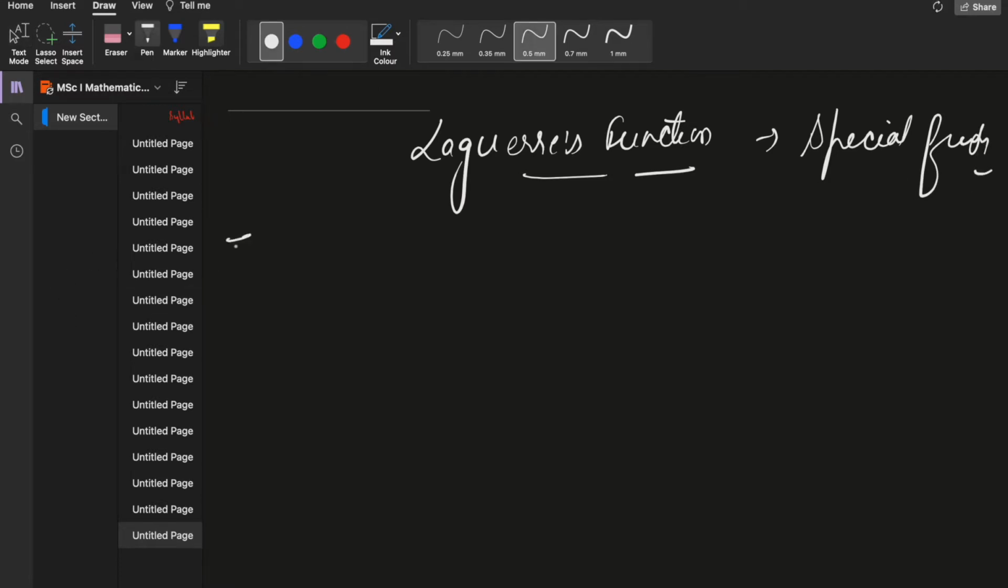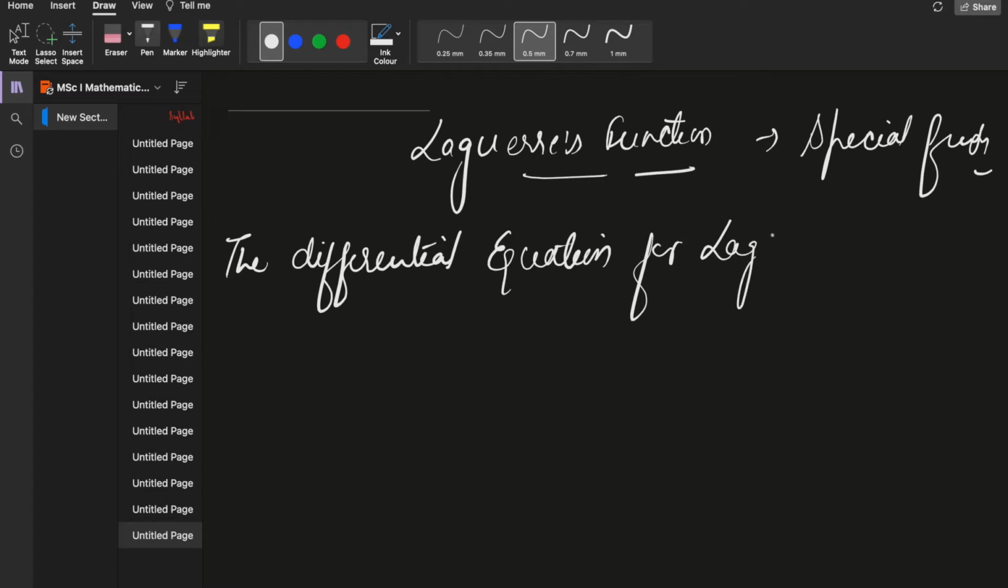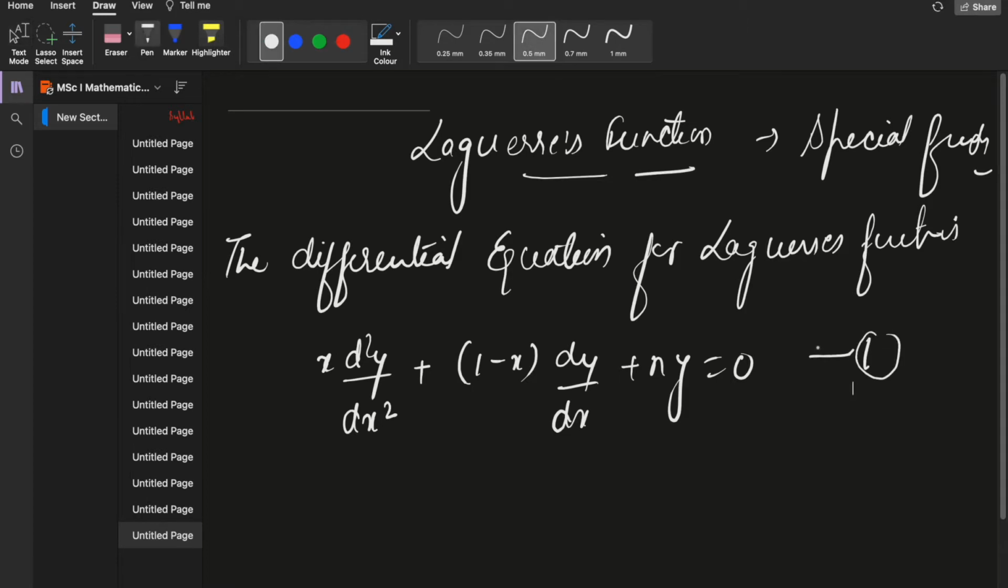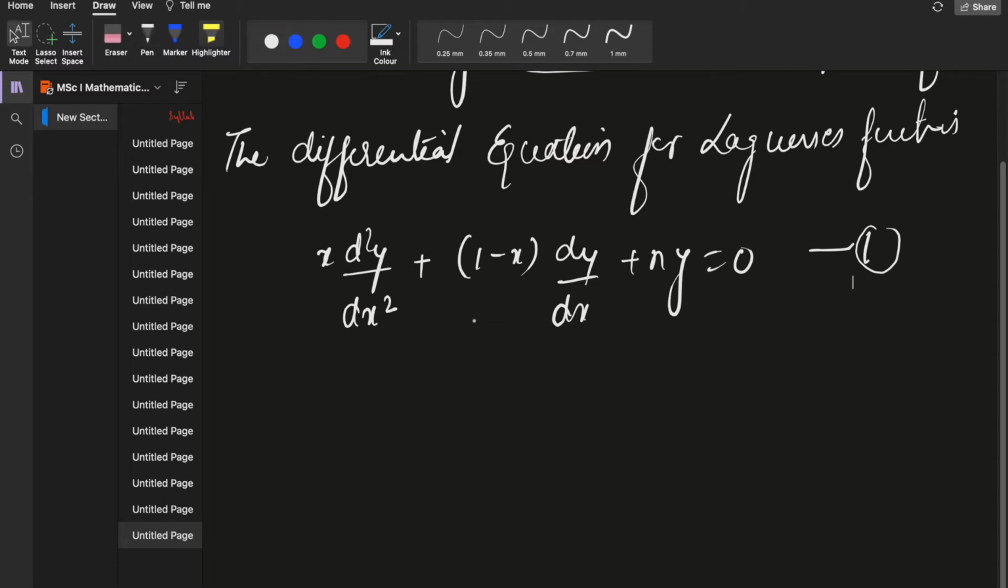So the differential equation for the Laguerre function is x d square y upon dx square plus (1 minus x) dy by dx plus n y is equal to 0. This is equation 1, the differential equation for the Laguerre function.